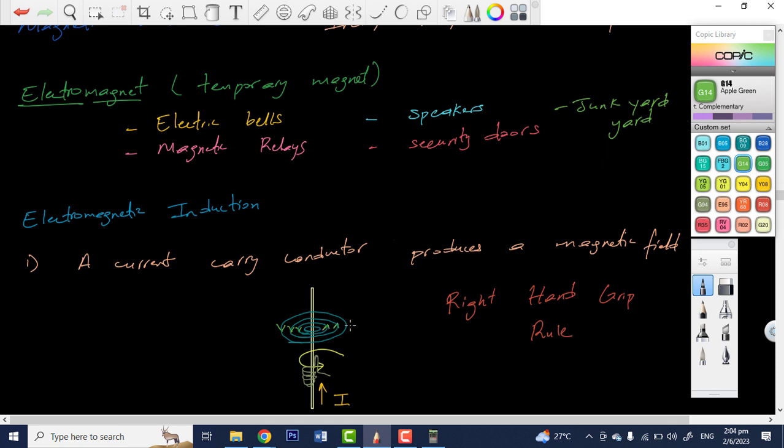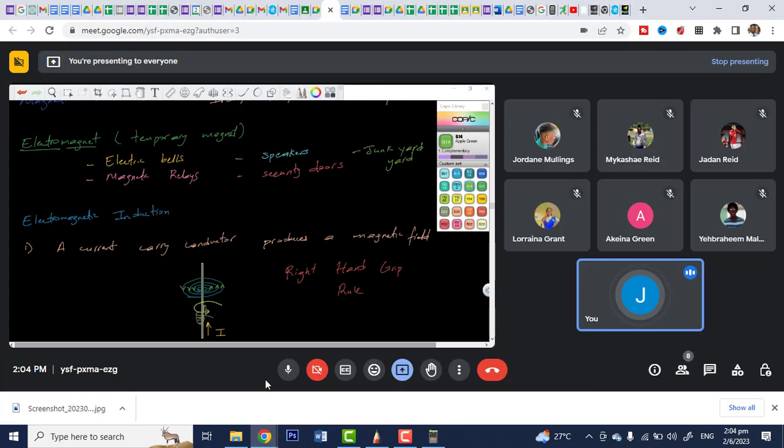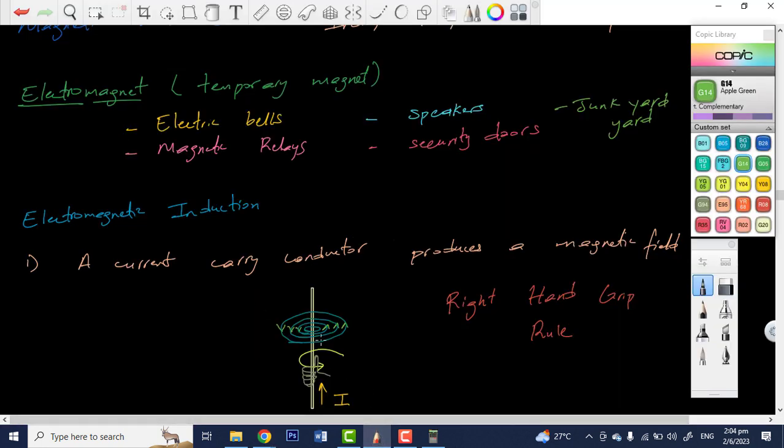You making sense? Repeat? Yes, sir. I don't hear you. Okay. Those who are here, talk to me. Let me know if this is making sense. I want this to be meaningful to everybody, so let me know. Michael Shea? Yes, sir. Okay. So that's the right hand grip rule.